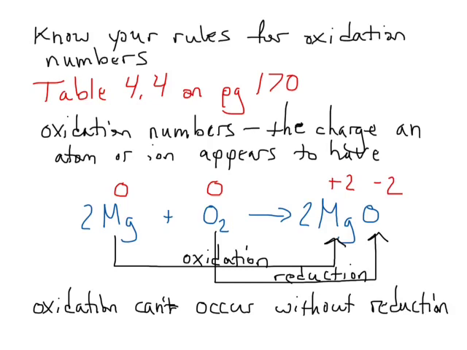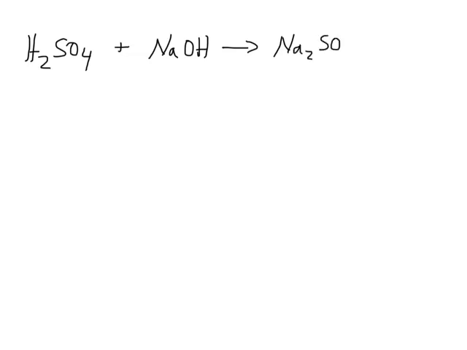Let's look at another example here. Go to a new page. All right, now let's take a look at this reaction here. Oh, that's my arrow. Here we go. H2SO4. We've got some sulfuric acid, and we're going to react it with sodium hydroxide. Strong acid, strong base. Hopefully you're screaming at me. We're going to form a salt, Na2SO4, and water.